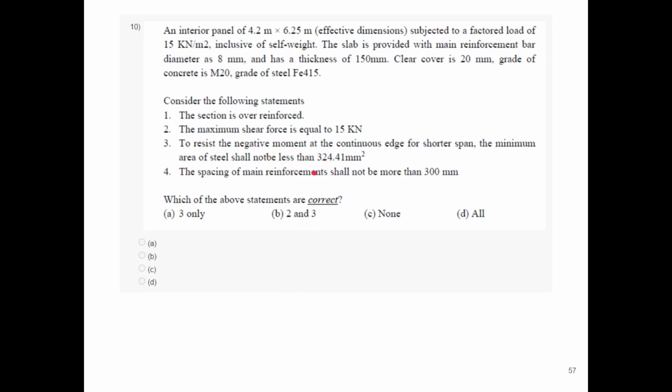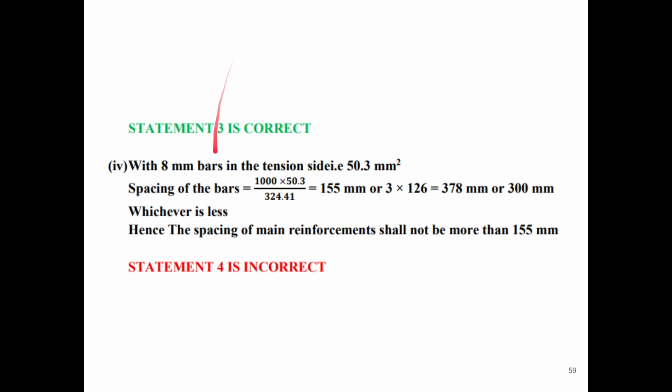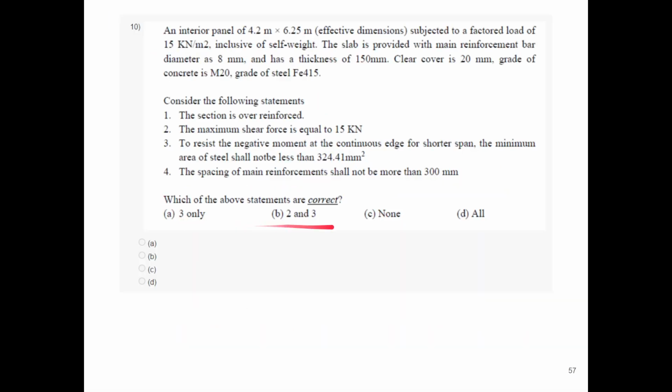So to resist the negative moment at a continuous edge for shorter span, the minimum area of steel shall not be less than 324.41 mm square, right? So statement 3 is correct. So 2 and 3 are also not correct, and there is at least one option correct, so none will also not be the option. So 3 only is the correct option. Okay, so this is the correct choice.